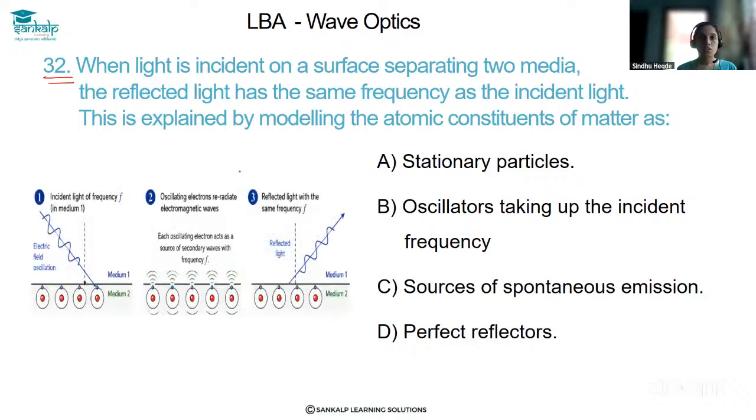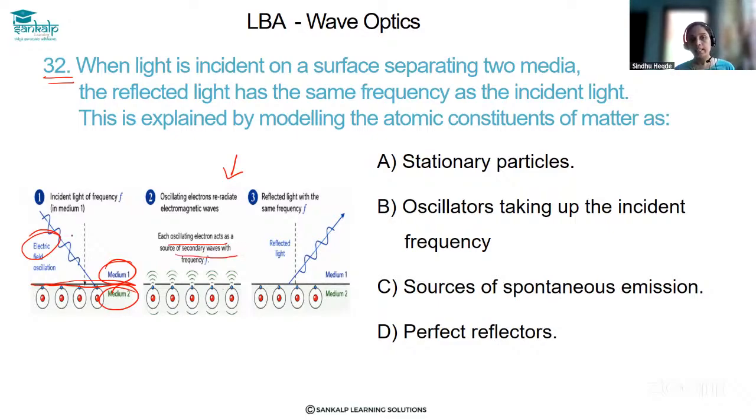Look at this image. When light is incident on a surface separating two media, this is the surface separating medium 1 and medium 2. When light gets incident from one medium to another, it exerts an oscillating electric field. After this, each oscillating electron acts as a source of secondary waves.